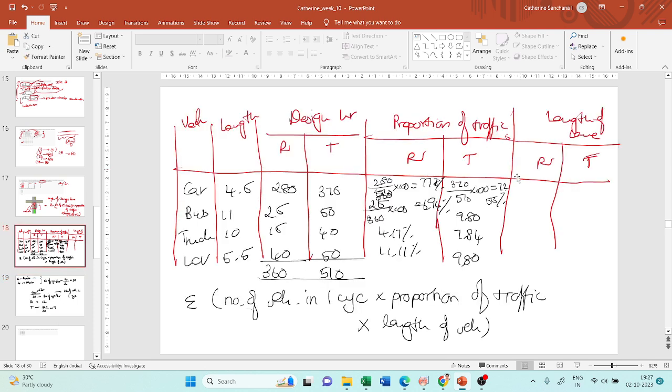So how will you find the length of the lane? For the first row, the number of vehicles in one cycle for right turning traffic is 12, into the proportion of traffic, which is 77.78, so 0.77, into the length of vehicle, which is 4.5. Let me check it once again with my calculator. So 12 into 0.77.